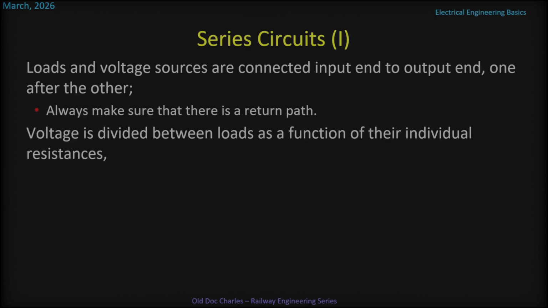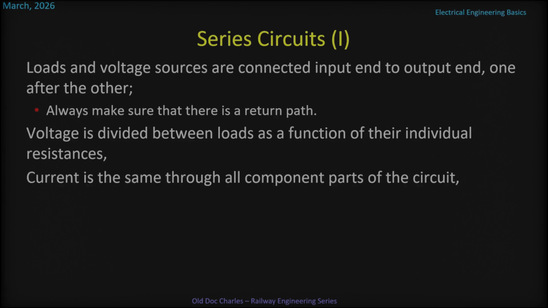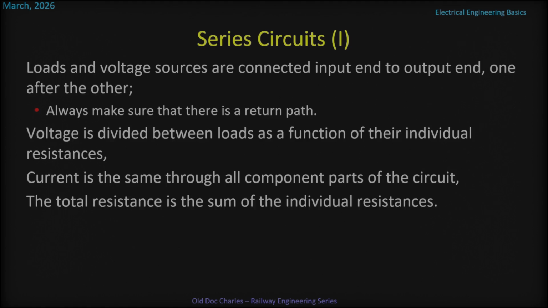The voltage is divided between loads as a function of their individual resistances. And because there's only one path, the current's going to be the same through all the component parts of the circuit. The total resistance is going to be the sum of the individual resistances.